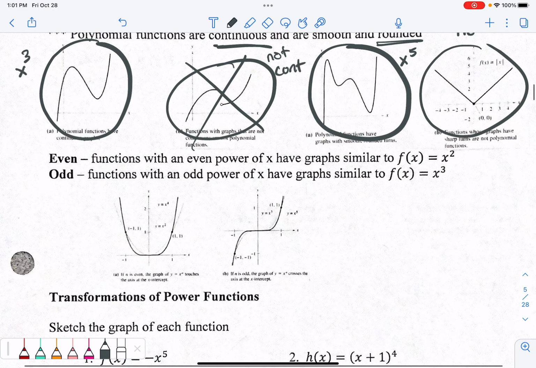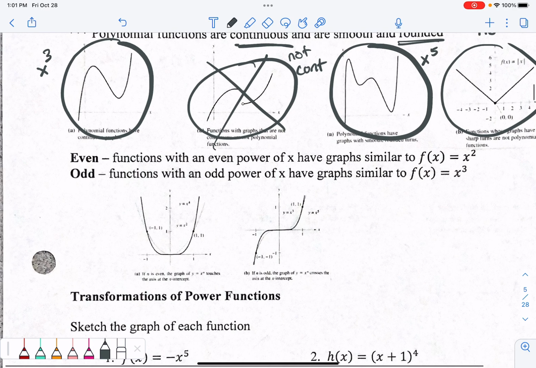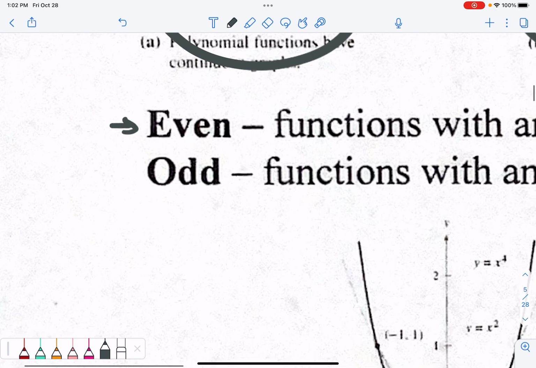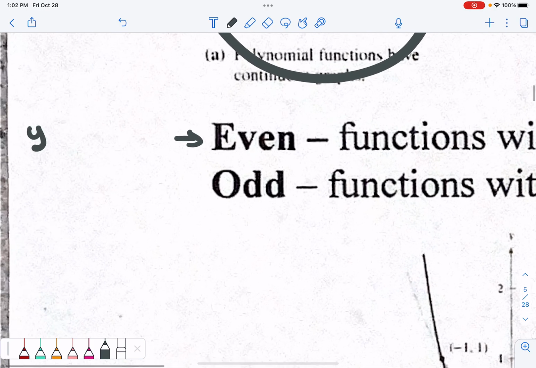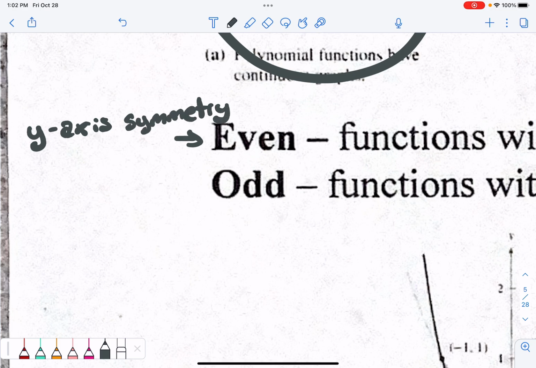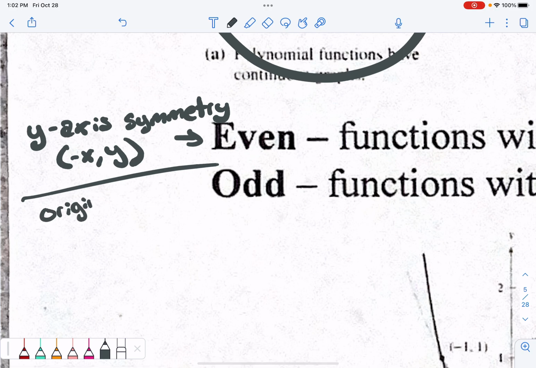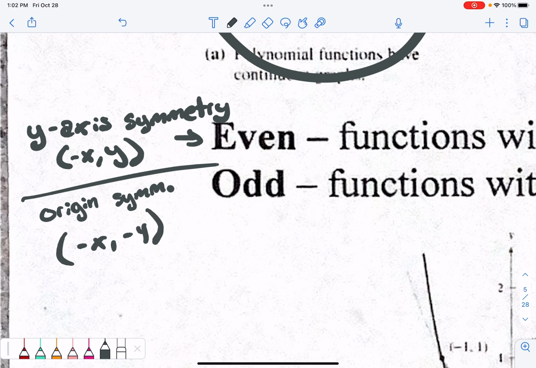A polynomial function is even if it is, well, you tell me. What was even symmetry? Y-axis symmetry. Yep. Do you remember how you tested for y-axis symmetry? Negative x, positive y. Okay. Odd is origin symmetry, and it's negative x, negative y. So you can plug negative in for both of them. That's odd.